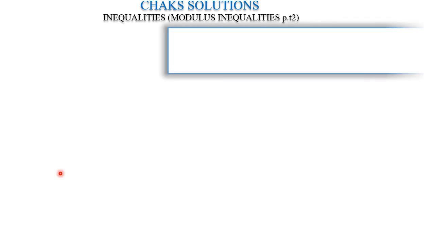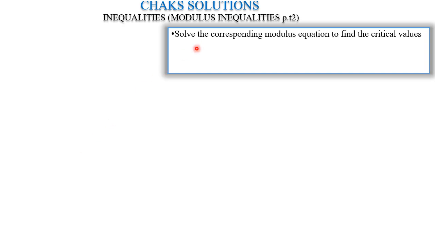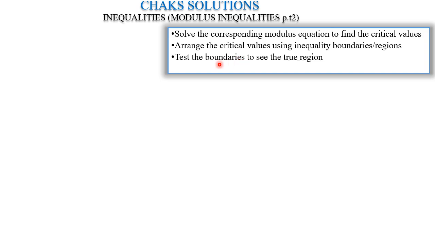Alright, so we said in the previous lesson, to solve modulus inequalities, number one, you solve the corresponding modulus equation to find the critical values. Then number two, you arrange the critical values using the inequality boundaries or regions. Then number three, you test the boundary to see the true region. So these are the concepts that will be the main focus here. Alright, so let's go to this one.